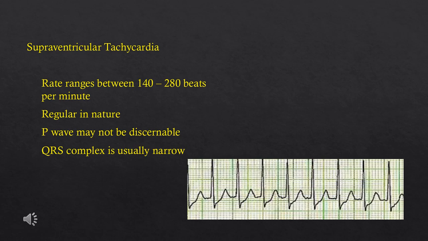Supraventricular tachycardia has a rate range of 140 to 280 beats per minute. It is regular in nature. The P wave may not be discernible, and the QRS complex is usually narrow.